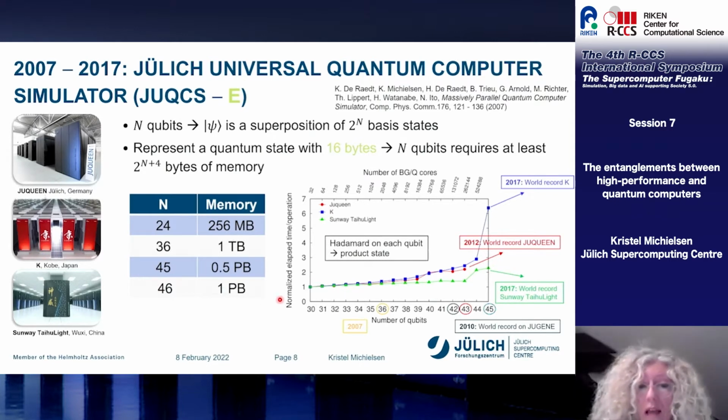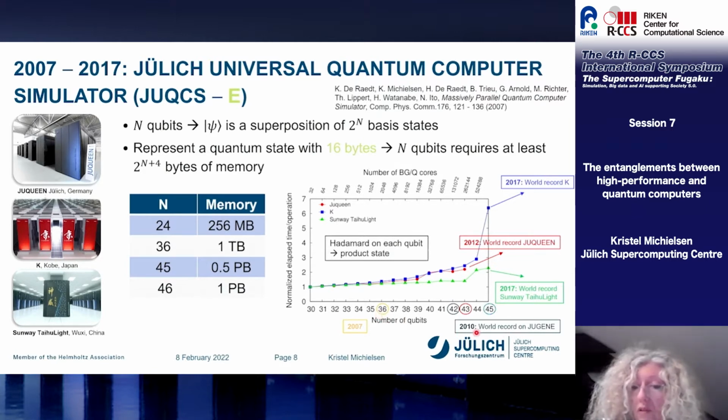Then on the right, you see some results for the normalized elapsed time per operation as a function of the number of qubits for an algorithm that performs a Hadamard on each qubit. So we then end up with a product state. And then you see several dates here. So in 2007, we simulated 36 qubits.